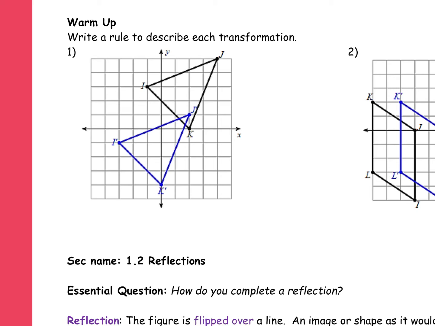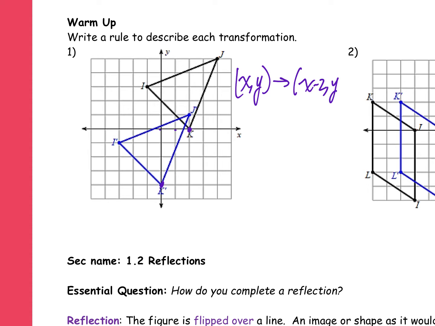We're going from the black square to the blue square, right? From I to I prime. So I'm just going to pick one of the vertices. I'm going to pick K's. So X and Y. So what am I doing to the X? Well, I'm going back 2. So I'm doing 2 to the left. So that means I'm subtracting 2.